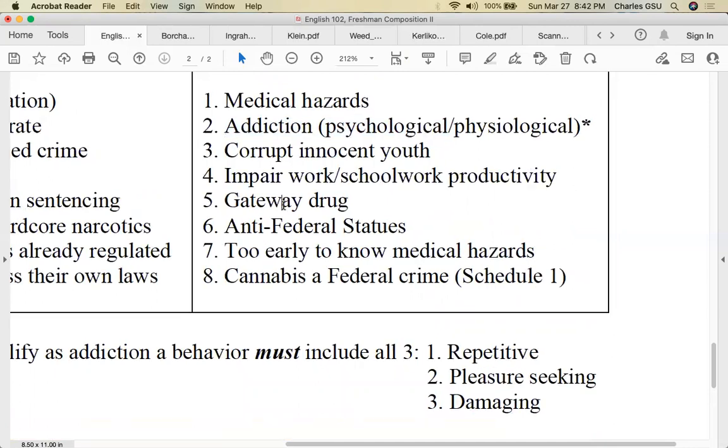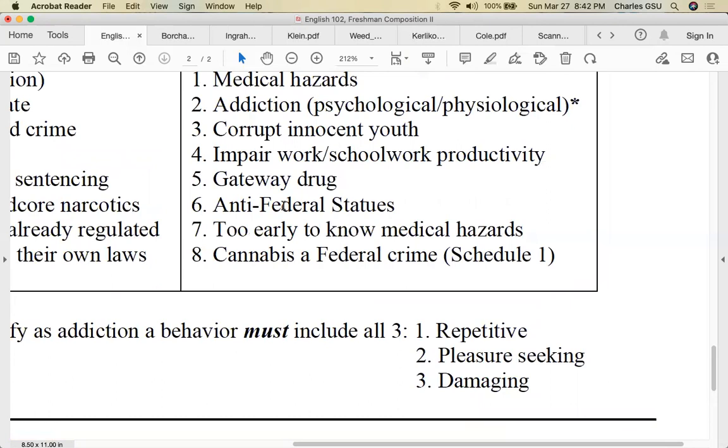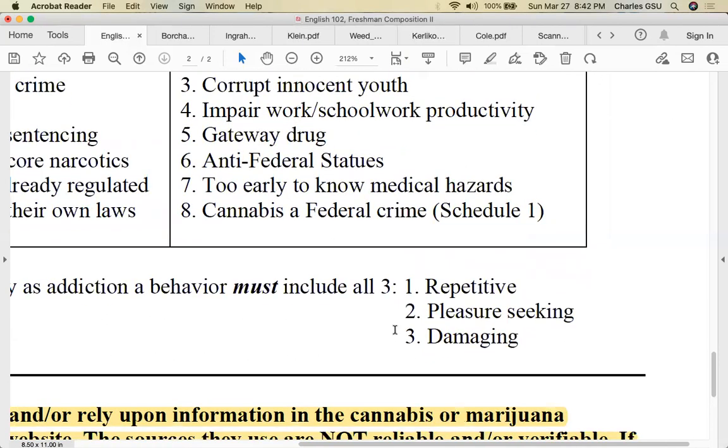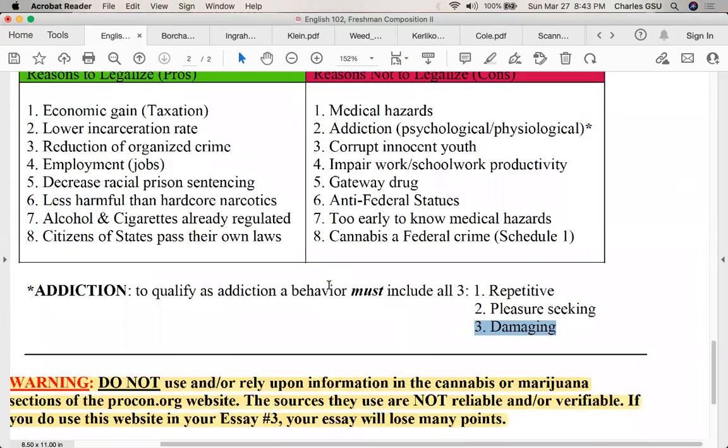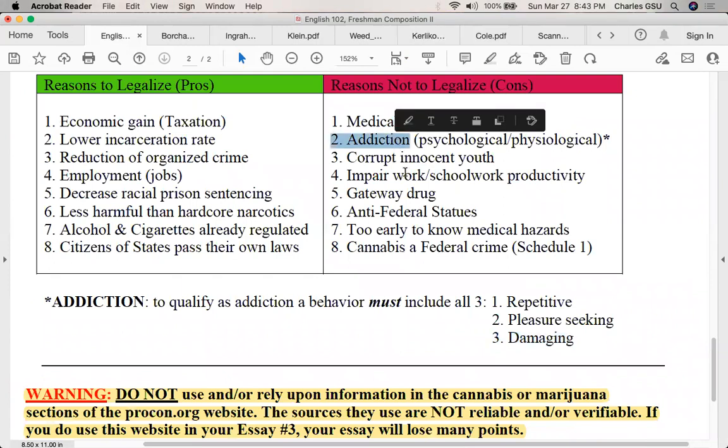So one of the complaints of we shouldn't legalize is that you're unable to do actual work or schoolwork and be productive. And if you are smoking often enough that you're clearly doing it repetitively, so frequency is high and you're getting some pleasure from doing it, but it is preventing you from doing your work or your schoolwork and you're failing or dropping out, then yeah, you could argue that it is damaging. But my point is you cannot automatically say cannabis is addictive if you only do it once in a while.